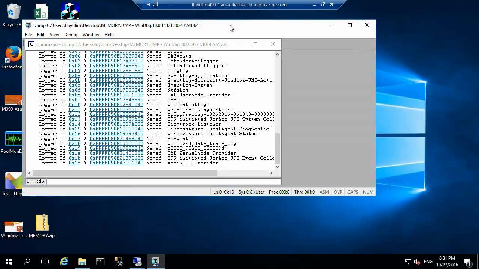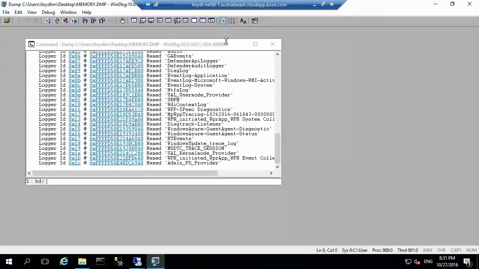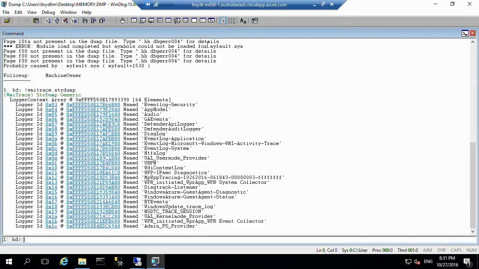Okay, let me try and make this thing larger so you can actually see it. Can you see it now? Can you see that the security log is up there, the event security log?